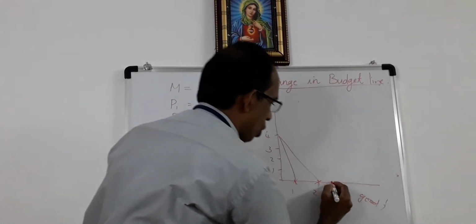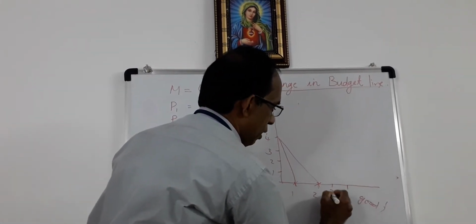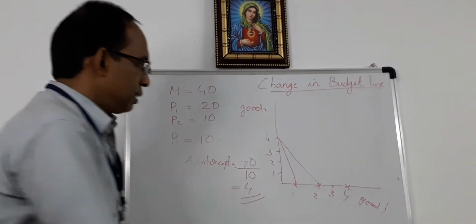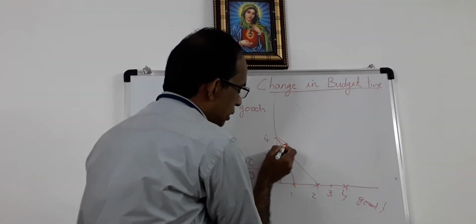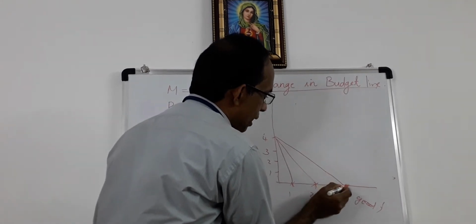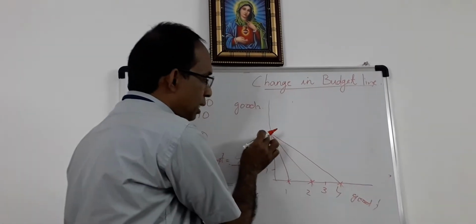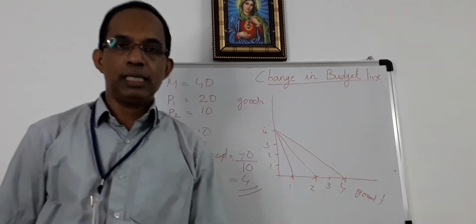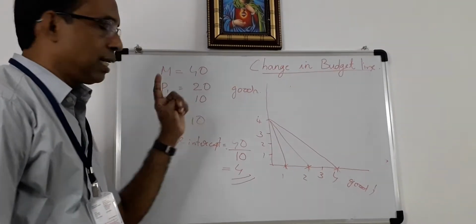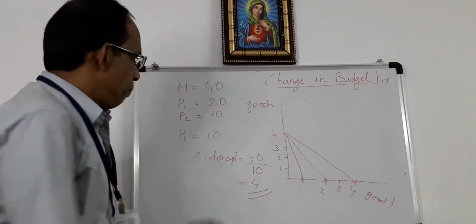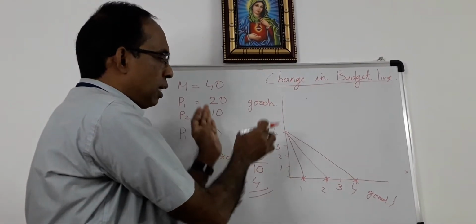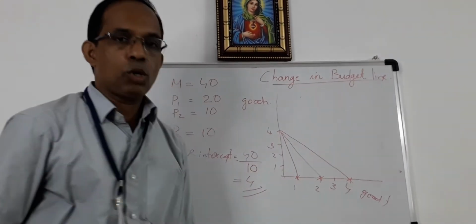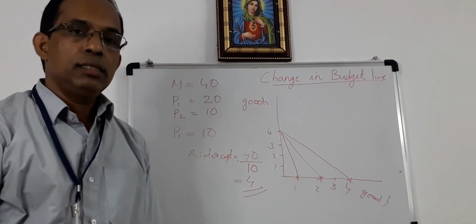So we have to draw 3, 4. The new x-intercept is this one. So the budget line changes outward around the x-intercept without a change in the y-intercept. And there is a change in the slope of the budget line also because P1 has changed. When the price of a good changes, the position does not change but the slope changes. The slope of the budget line changes.